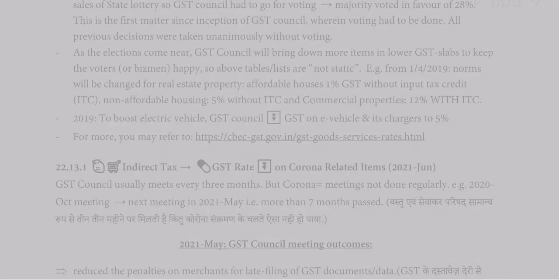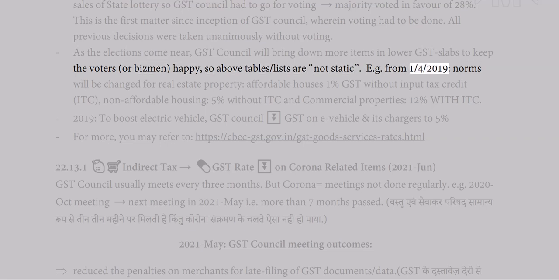Sales of state lottery, so the GST Council had to go for voting, and the majority voted in favour of 28%. This is the first matter since the inception of the GST Council wherein voting had to be done. All previous decisions were taken unanimously without voting. As the elections come near, the GST Council will bring more items into lower GST slabs to keep the voters or businessmen happy, so the above tables or lists are not static.